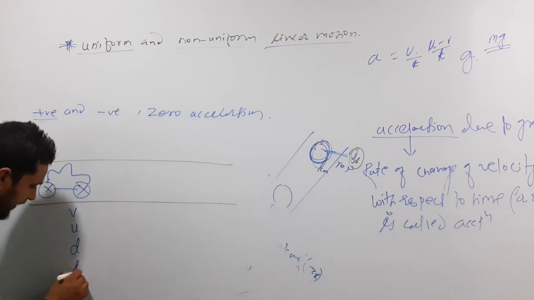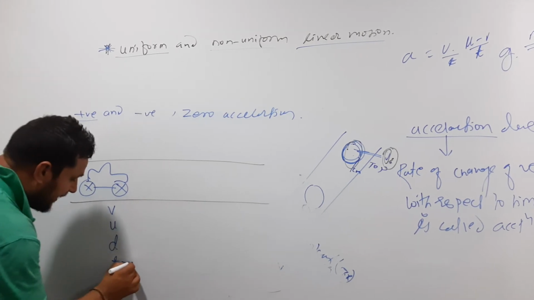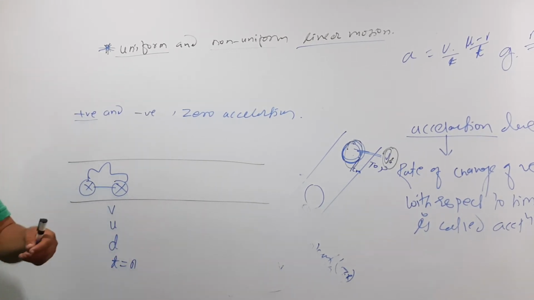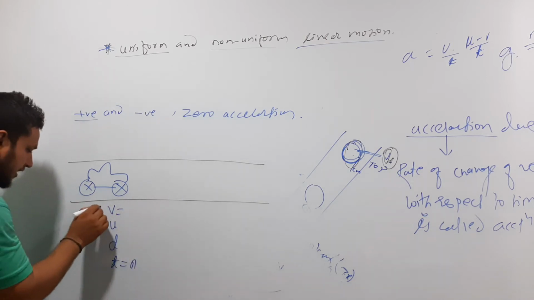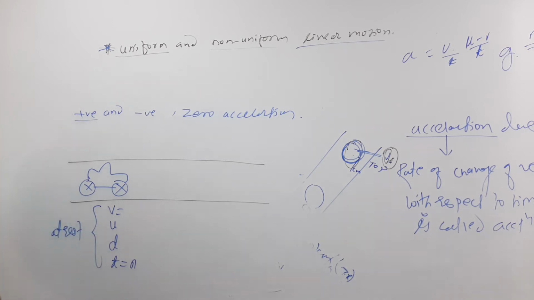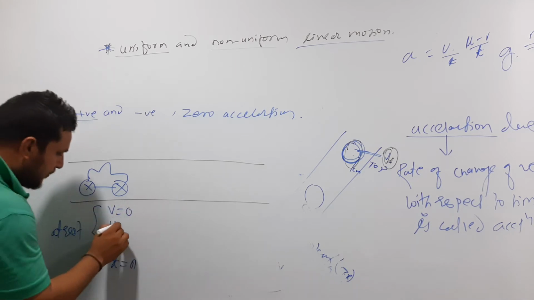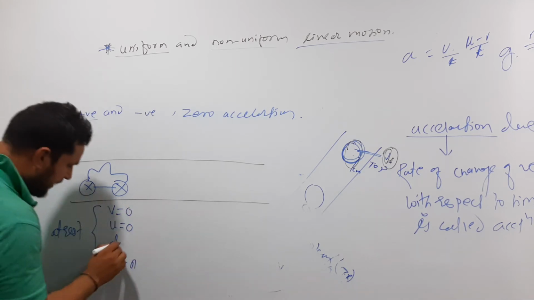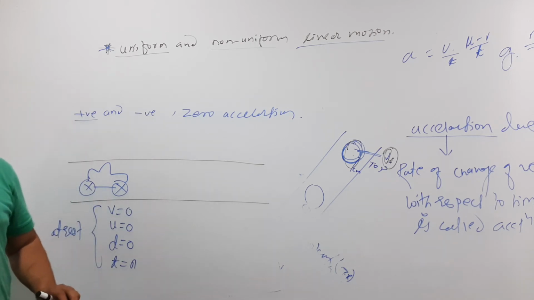So here time may vary. T may be n, 1, 2, 3, 4, whatever, seconds. But velocity is what? We are talking about the at-rest condition, before starting, before moving. Velocity is 0. Momentum is 0. Displacement is 0. But time can be anything, n. It may be 1 second, 2 seconds or whatever.